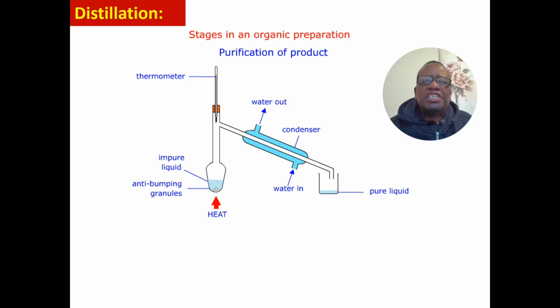Now then, we look at distillation here. When we are trying to make an aldehyde from a primary alcohol, we use this quick fit apparatus, the distillation apparatus.